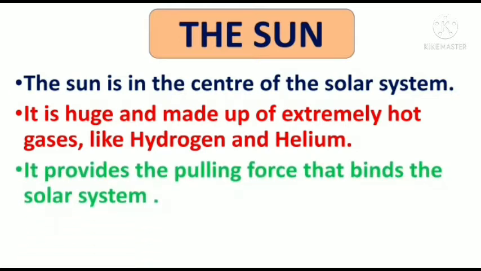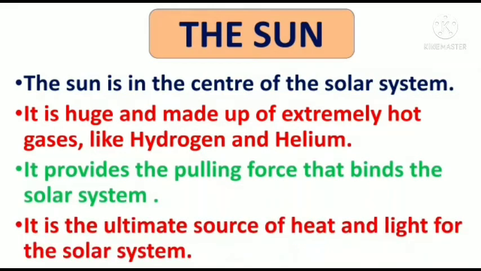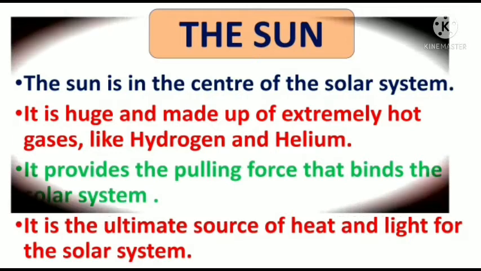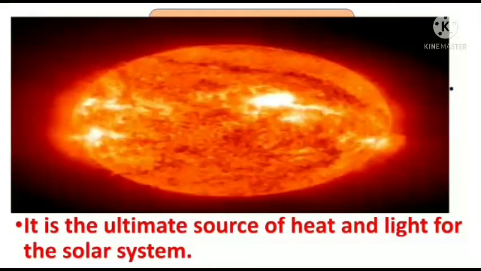Then it provides a pulling force that binds the solar system, and one thing is clear, that the Sun is very important, and it is the ultimate source of heat and light for the solar system. So now the Sun is the center of the solar system, and it is the ultimate source of heat and light for the solar system.